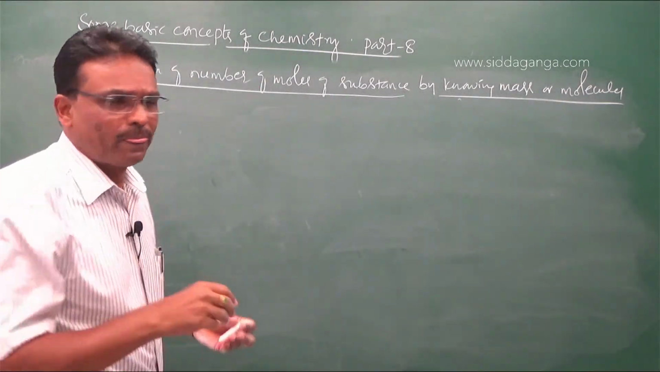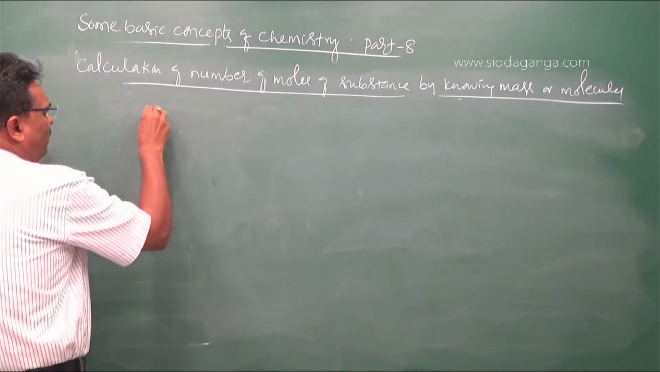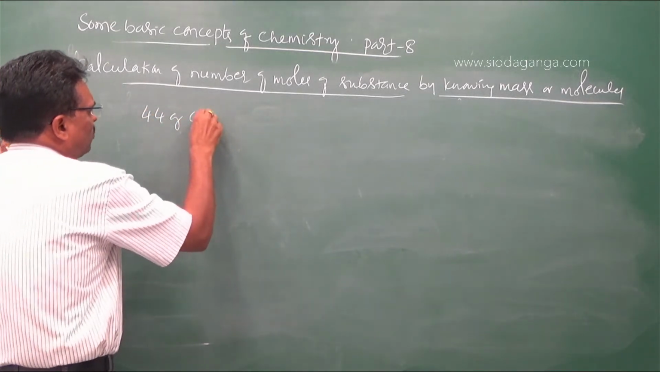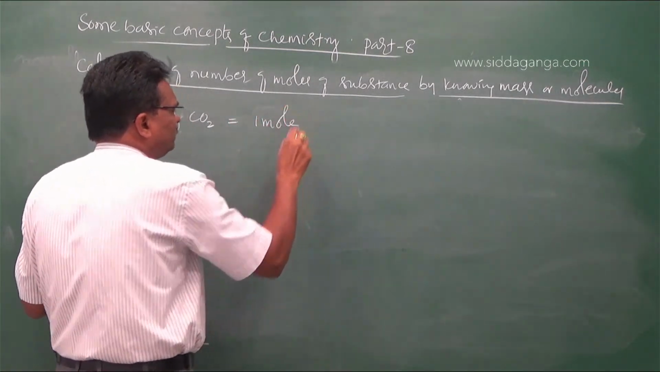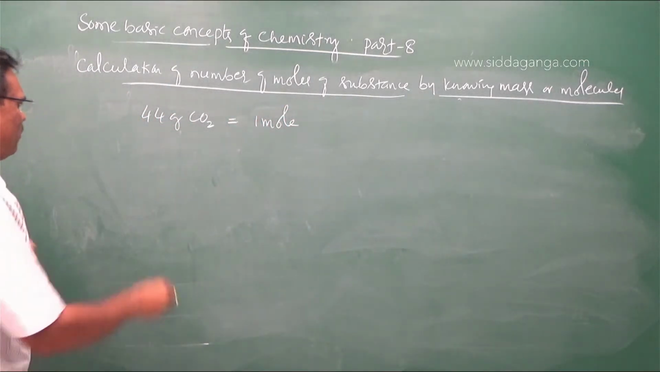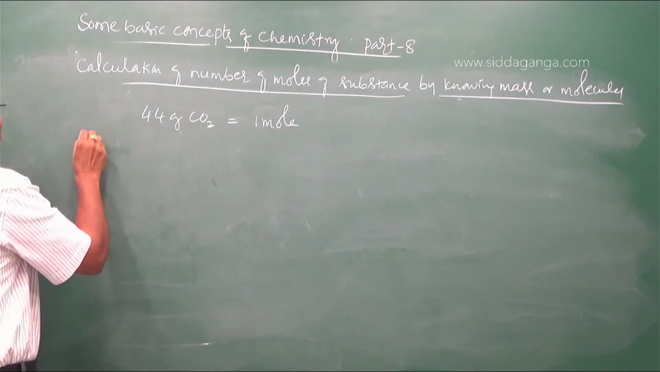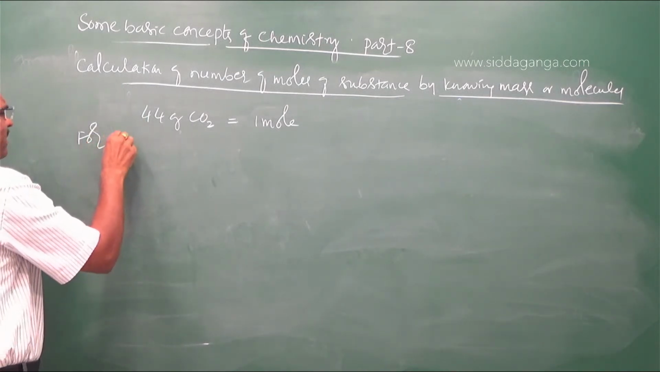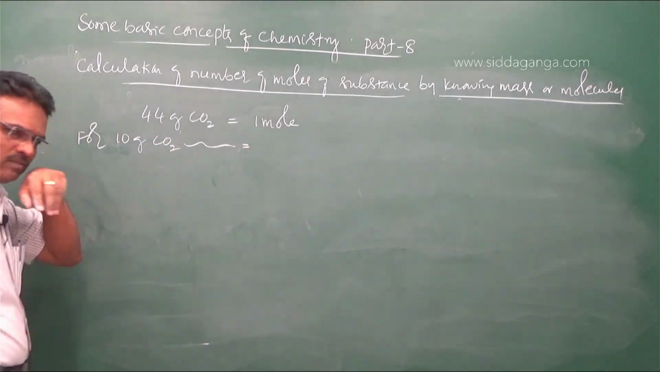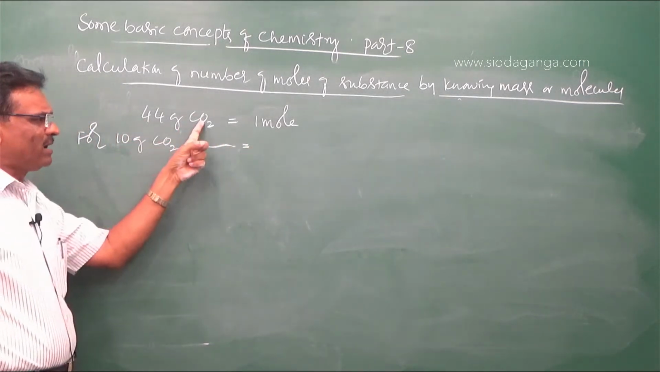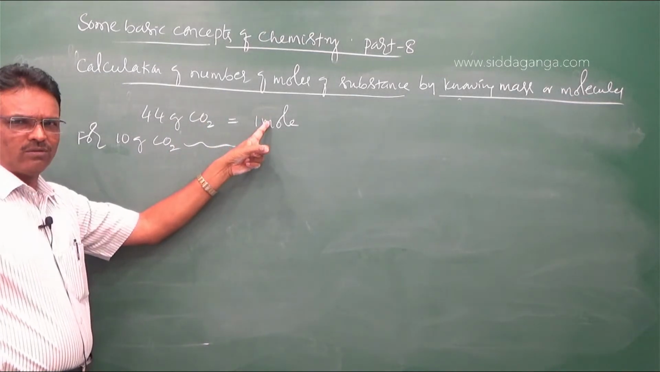So look here. 44 gram CO2 is equal to 1 mole. Therefore, for 10 gram CO2, we know 44 gram carbon dioxide means 1 mole CO2.